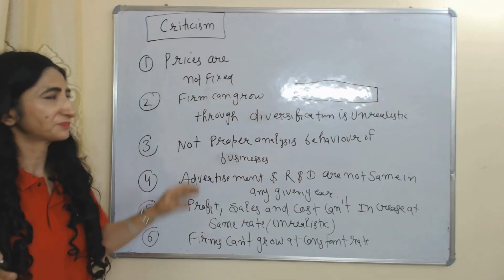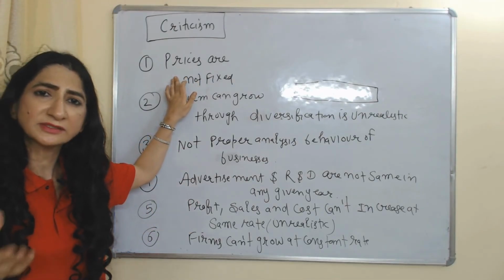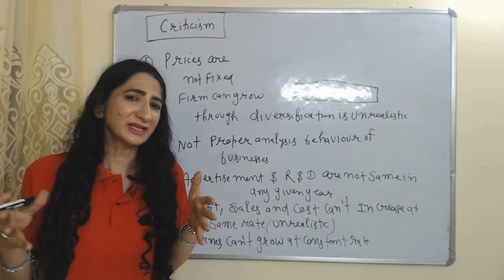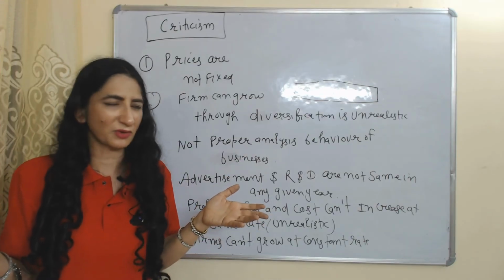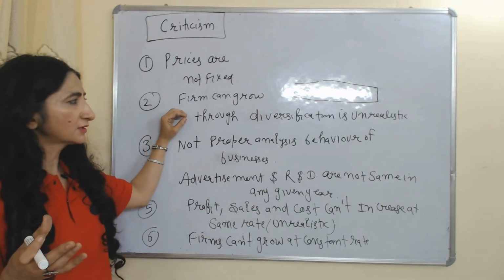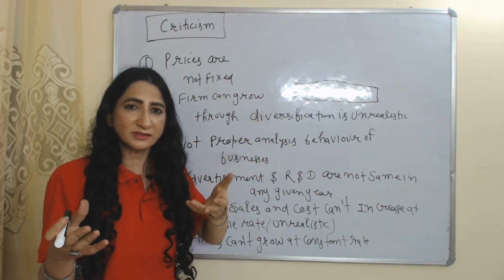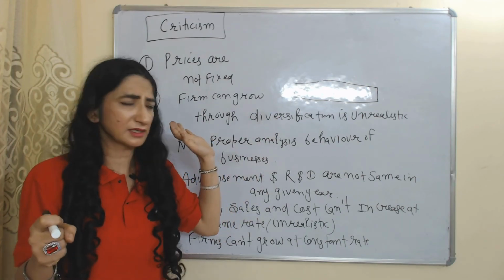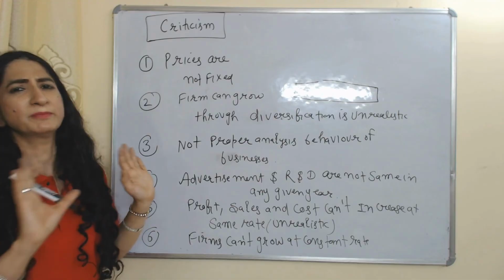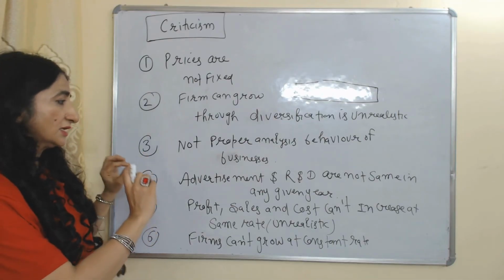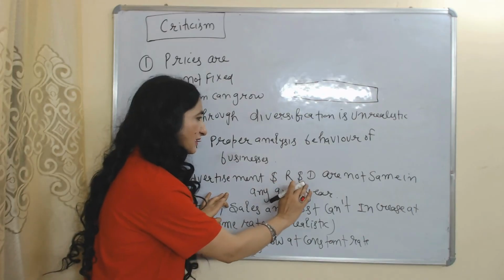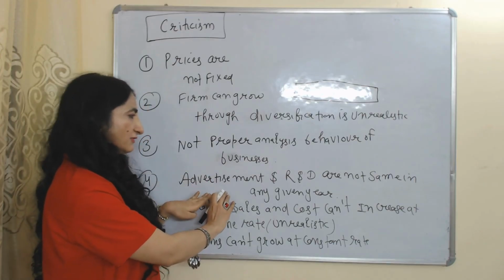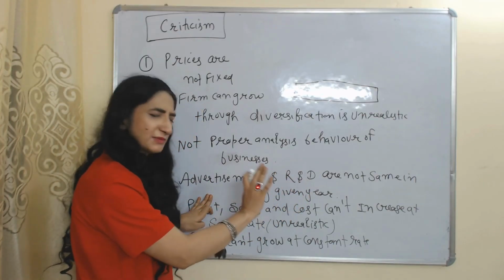Now we will see the criticism. This theory assumes factor prices are constant. This theory assumes goods prices are constant. This is very unrealistic. In reality, prices are not constant. And this theory assumes a firm can grow through diversification. But consumers have some brand preferences. They cannot buy just any product. So this is very unrealistic. And this theory doesn't analyze the proper behavior of businesses. According to this theory, expenditure on advertisement and research and development are the same in any given year. But this is not true. Expenditure on advertisement and research and development are not the same in any given year.